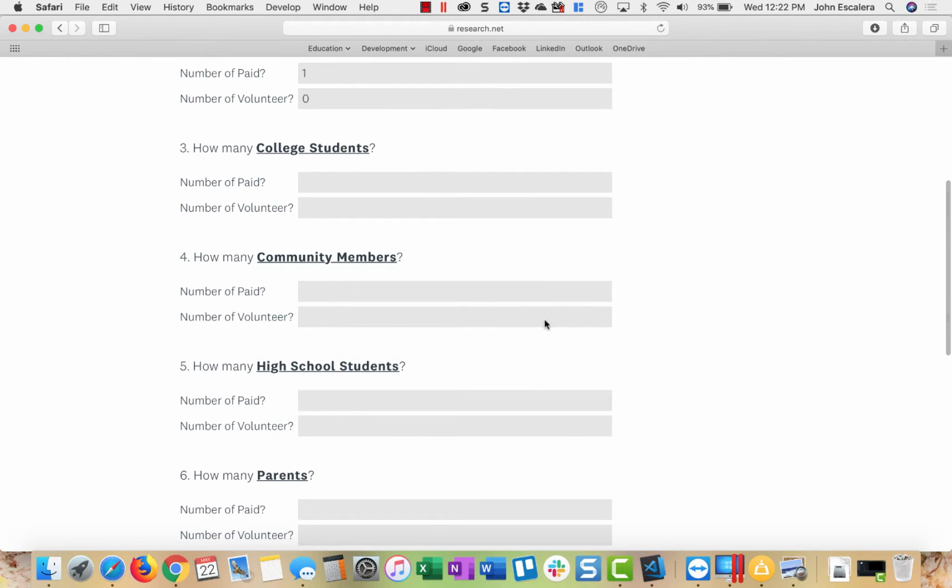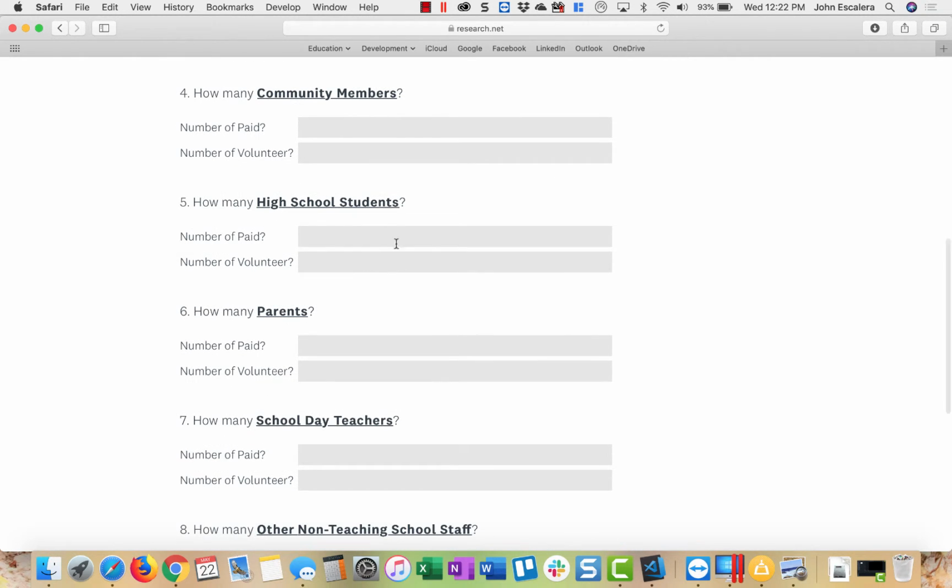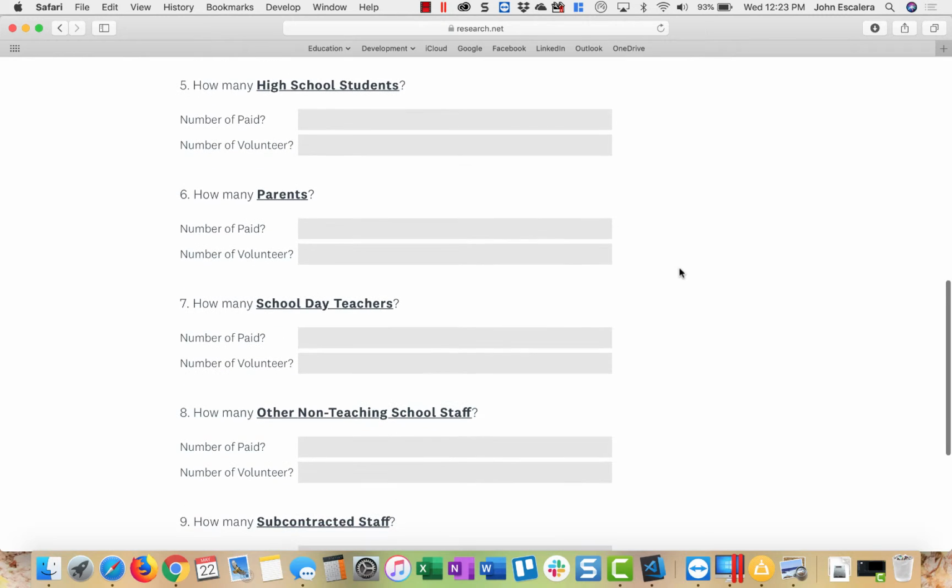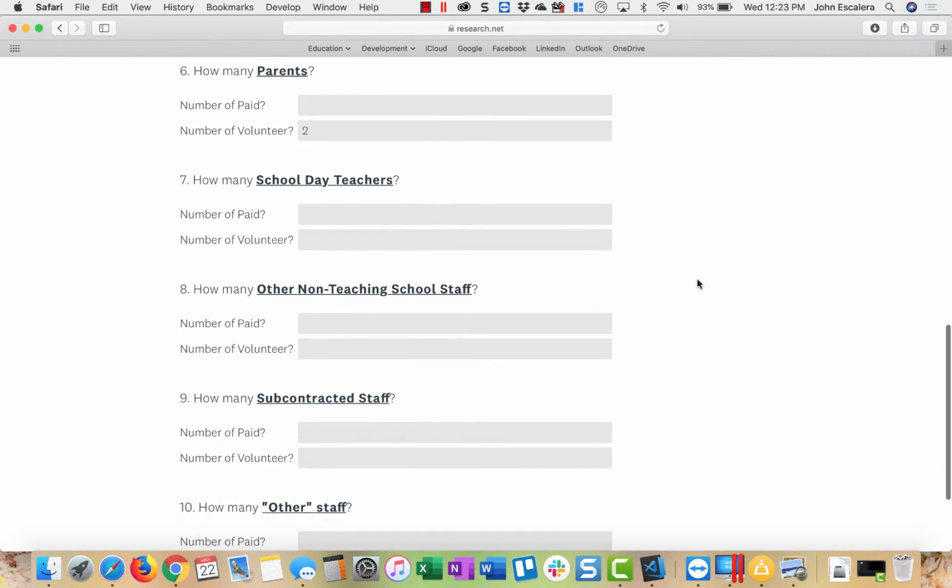Okay, so maybe I didn't have any community members, maybe I didn't have any high school students. Again, these would be staff high school students. So if you're running an assets program, for example, these aren't the kids that you're serving. These would be paid or volunteer high school students in the program. So maybe in this school we had a couple of parent volunteers. So okay, there. Again, you can put zero in here, you can just leave it blank. And maybe the core of our program is made up of school day teachers. So let's say I had 3 school day teachers.